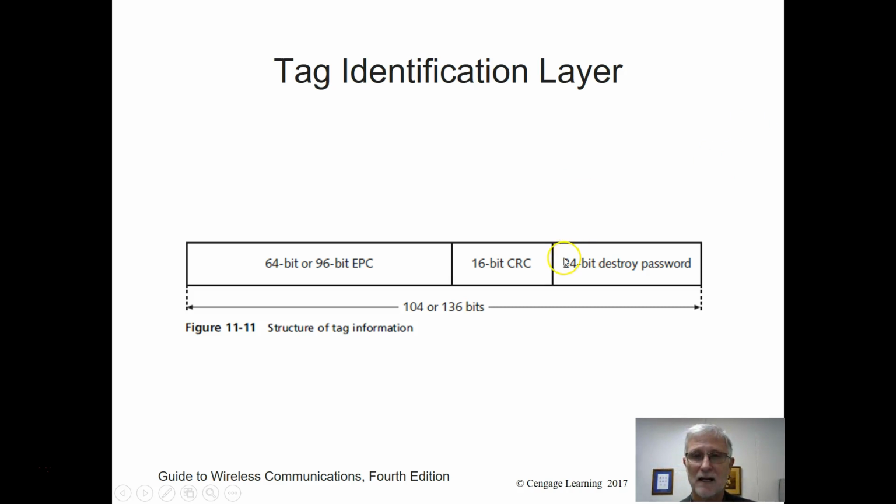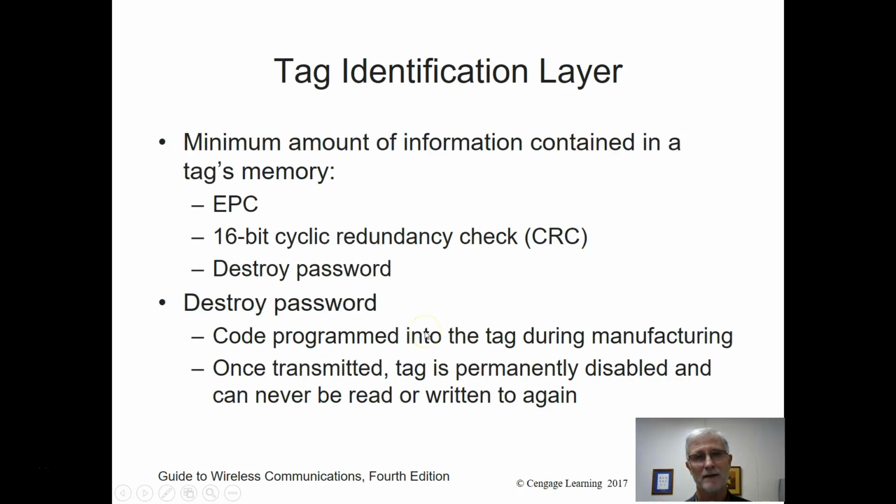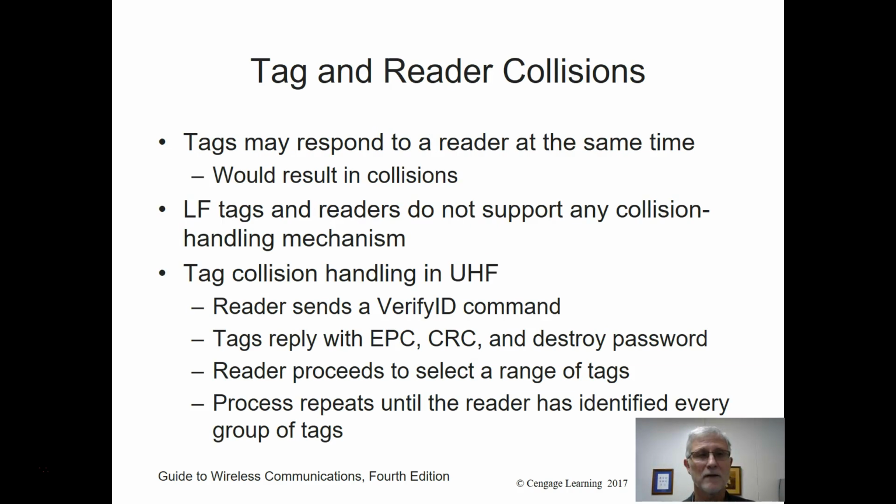Now, here's just kind of a structure of a tag identifier. Now, the minimum amount of information that's required is contained. You're going to need the EPC code, you're going to need the CRC and a destroy password. Now, destroy password is a code that is programmed into the tag when it's manufactured. And then once somebody transmits it, the tag is permanently disabled and can't be read or written to. So it has some benefits there.